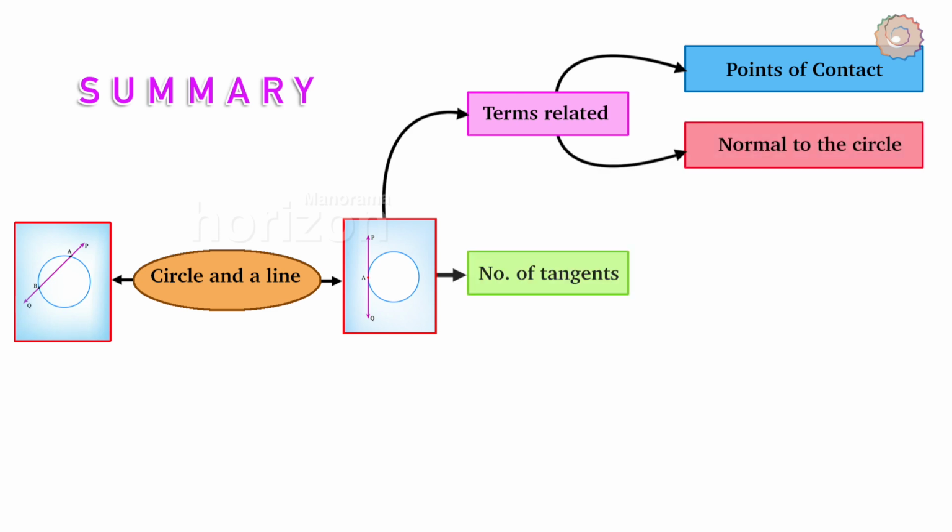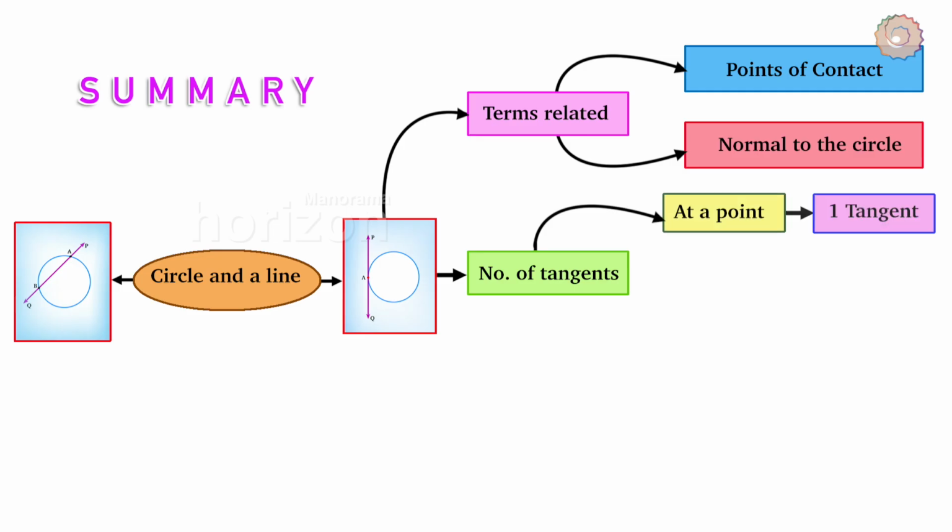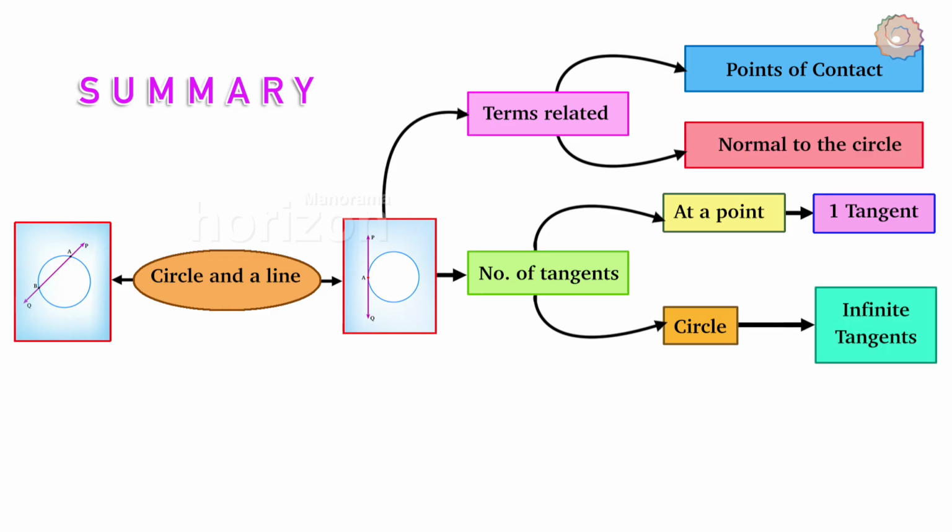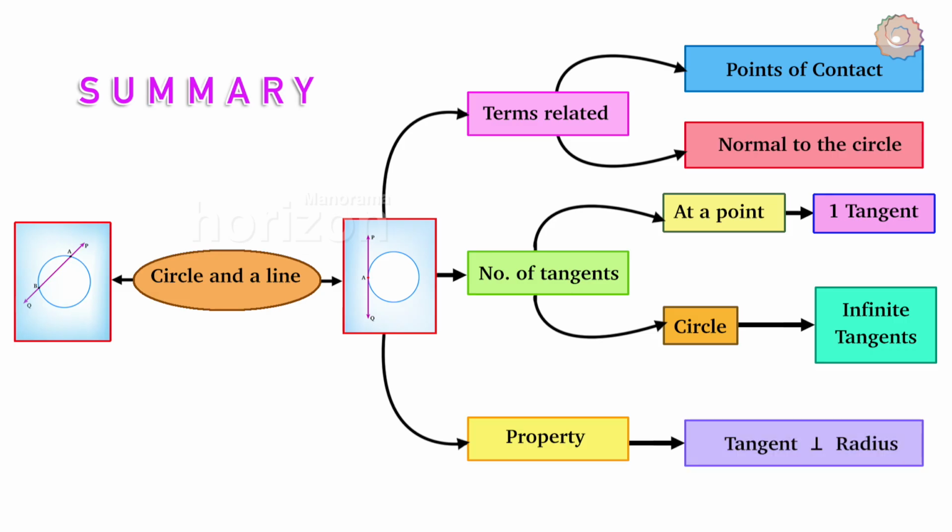Then we discussed the number of tangents. At a point, there can be one and only one tangent, and for a circle, infinite points are there, so an infinite number of tangents are possible. Also, we discussed a very important property of a tangent and its proof. The tangent at any point of a circle is perpendicular to the radius through the point of contact.